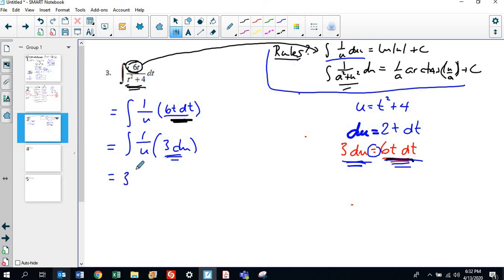So then the 3 comes out front, and so now the question is, is this one of my rules? Absolutely it is. So you do the rule, right? Here's the key. This is the key step. Do the rule.